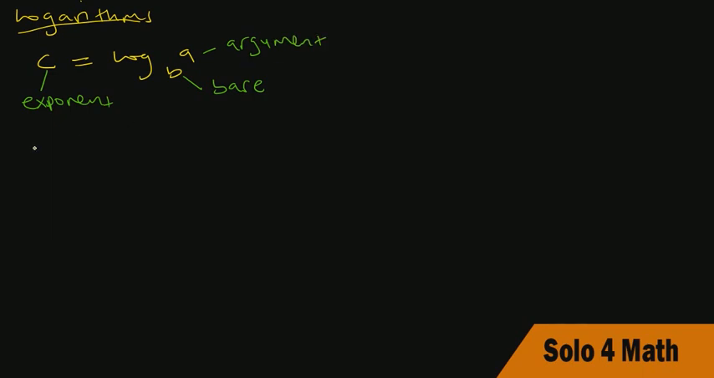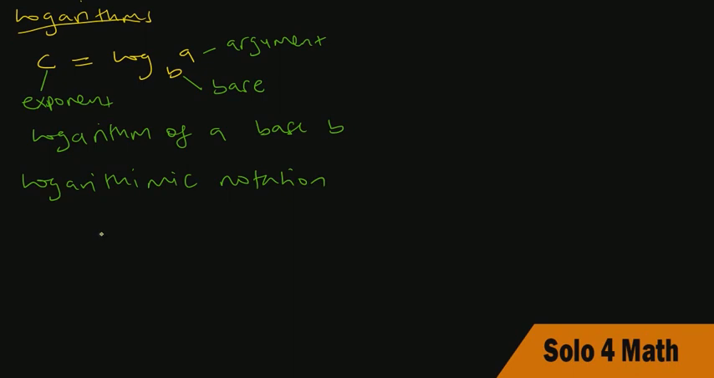What else do we need to know? A logarithm given this form is read as log of A, or logarithm of A base B. This logarithm is given in what we call the logarithmic notation, and we can always change it to another notation which we call the index notation.